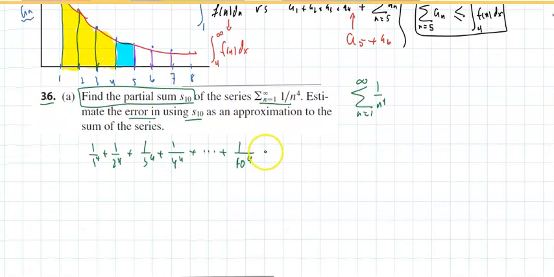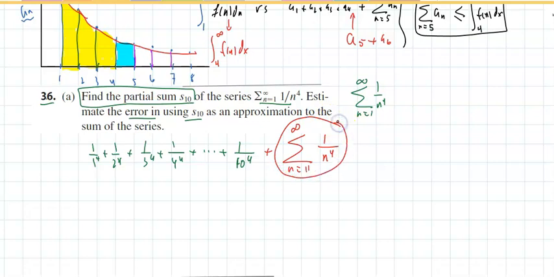What's the error? The parts you left out is the series n equal 11 to infinity of 1 over n to the 4th. If this is geometric, I can find it and I'm done. If it's not geometric, I'm going to say this is less than or equal to the integral from 10 to infinity of 1 over x to the 4th dx. I'm going to integrate that.